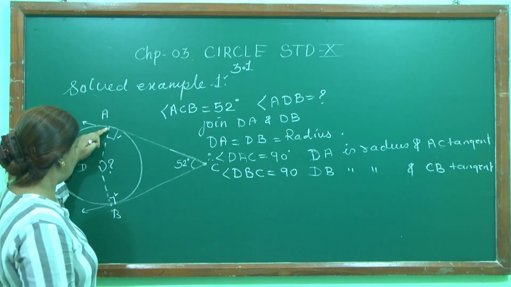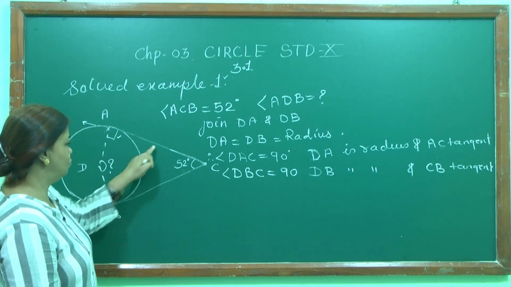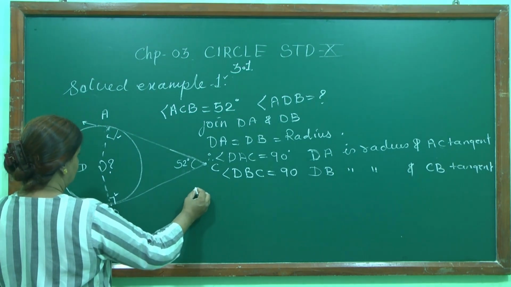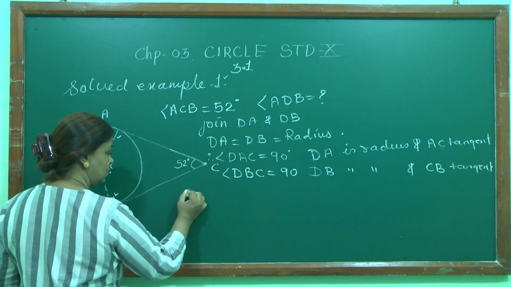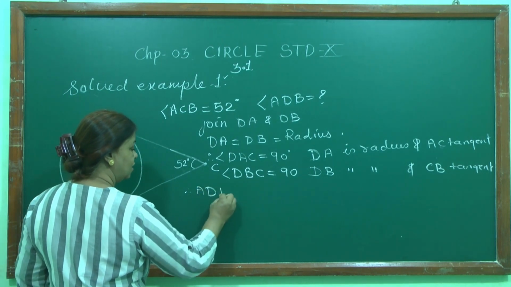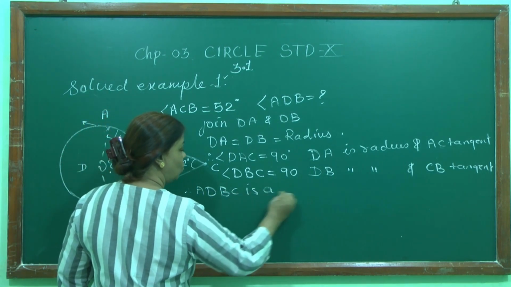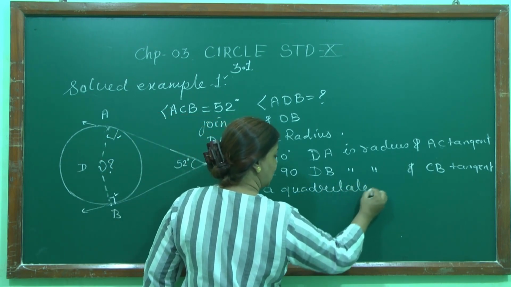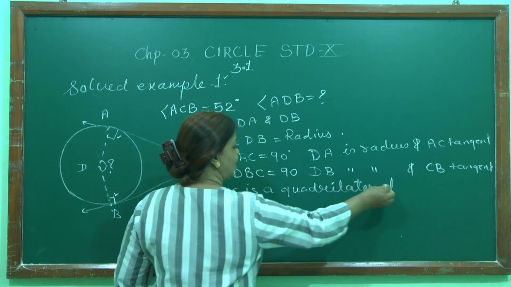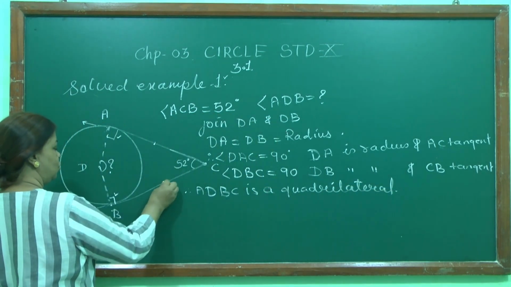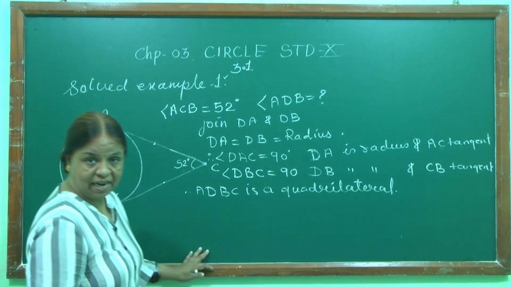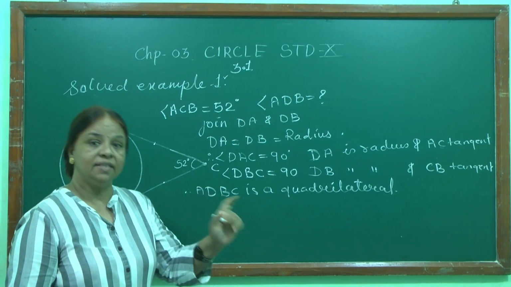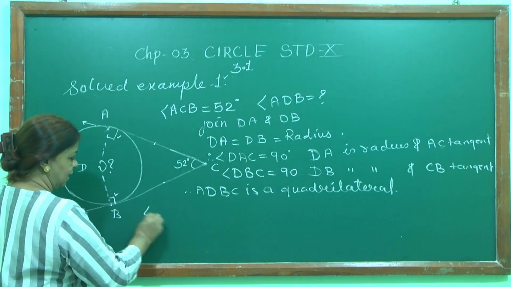So if we go to see, it is having four sides, 1, 2, 3, 4. So it is a quadrilateral. So we can say ADBC is a quadrilateral. Why is it a quadrilateral? Because it has four sides. In a quadrilateral, if you add all the angles, they are going to sum up to 360 degrees.